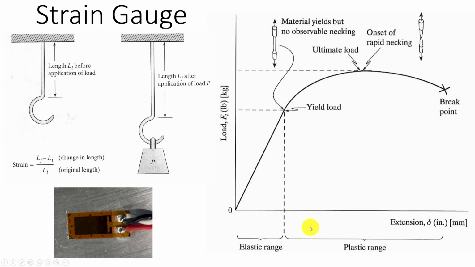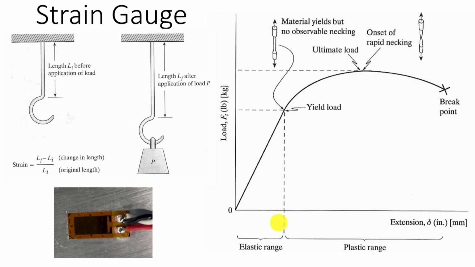If we pass a yield point, that part will permanently deform. So we want to design our parts in this linear portion, and that's what we're going to be dealing with in this lab. So we've got the yield point. We know what that is. And we want to address modulus of elasticity again. Modulus of elasticity is the slope of this portion of the curve. And that is typically a linear looking line. And we represent that as Hooke's law, Young's modulus.